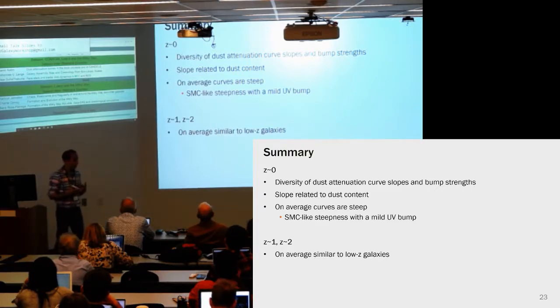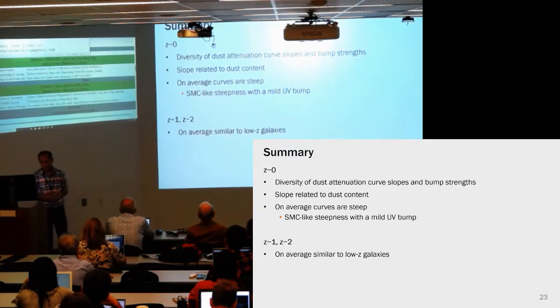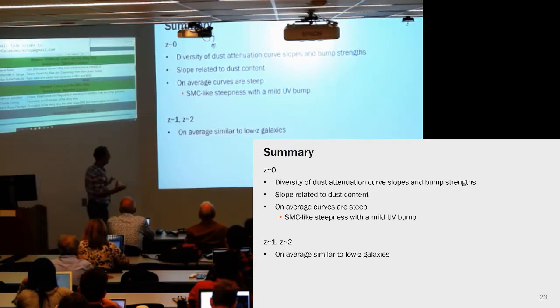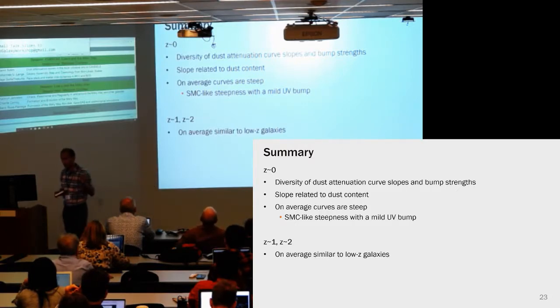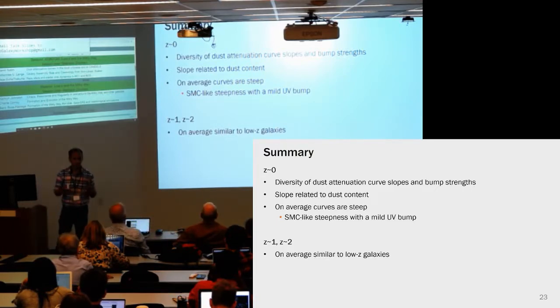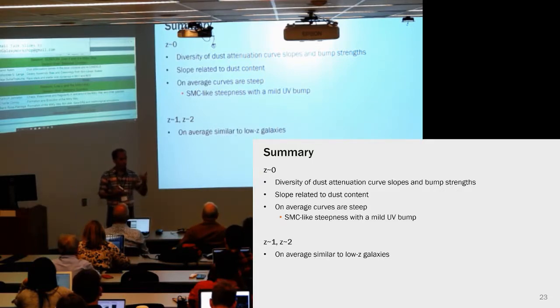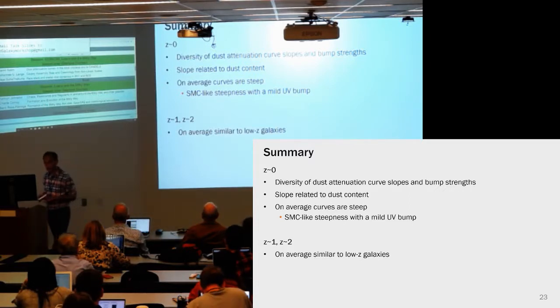And from the practical standpoint, this does help us understand how we can deal with the effects of the dust. So the main takeaway is that the curves seem to be very steep, like SMC steepness. There may be a little bit of a bump there, but again, not something that should be worrisome for calculations of star formation rates. When you do NUV minus FUV color, that should not be affected much by the bump because it's a small bump.